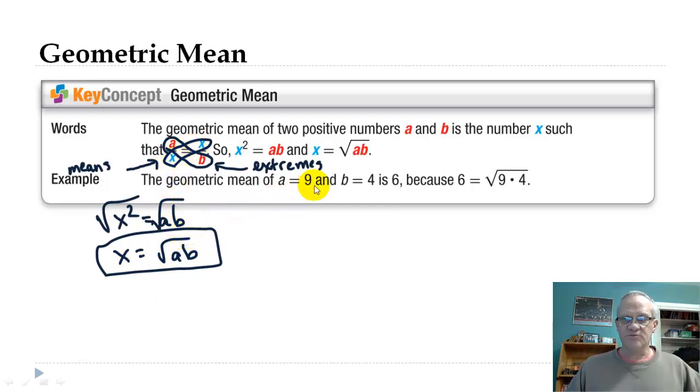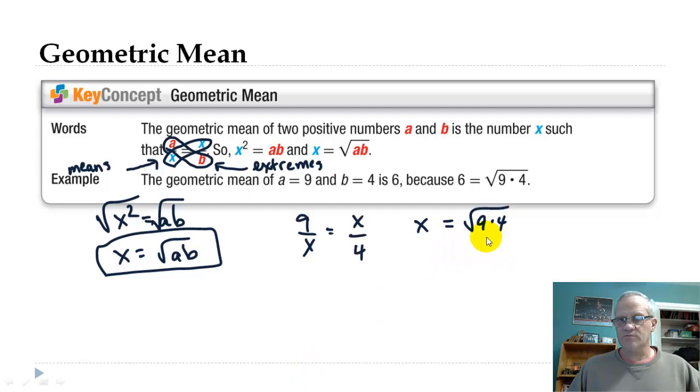And so in this situation, they gave us 9 and 4. So really what this meant is, it's like saying I have 9 over x equals x over 4. We're trying to find x for 9 and 4. And so what we're going to end up doing is, let's just put it in this formula. It means that x is going to equal the square root of 9 times 4.